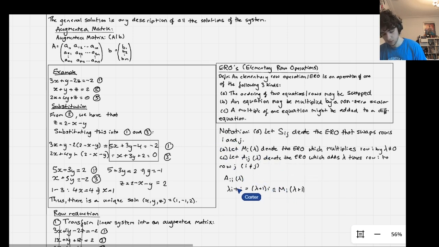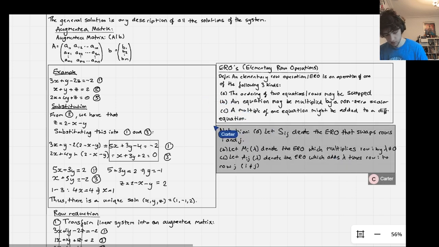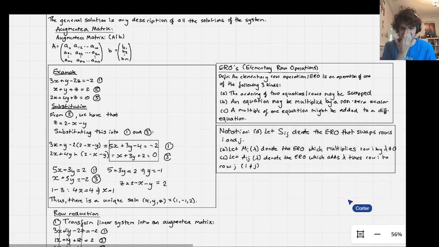So that's some notation there. Let's put that in a box. And I should say, with this notation, it's not standard notation, but it will do us well.